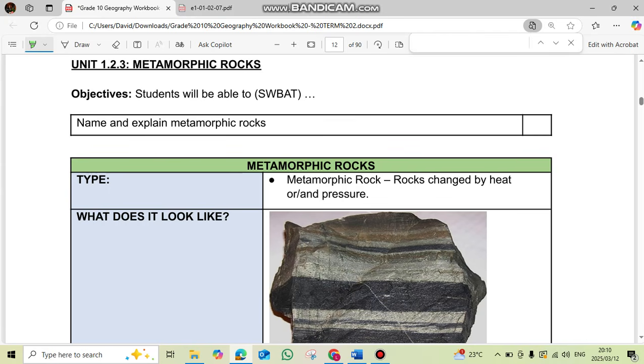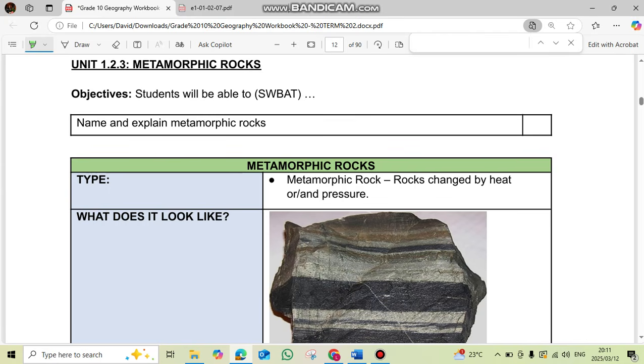In this lesson, we're going to be focusing on the last rock type, which is metamorphic rocks. So your lesson objective is you should be able to name and explain metamorphic rocks. Right, so let's get into it.